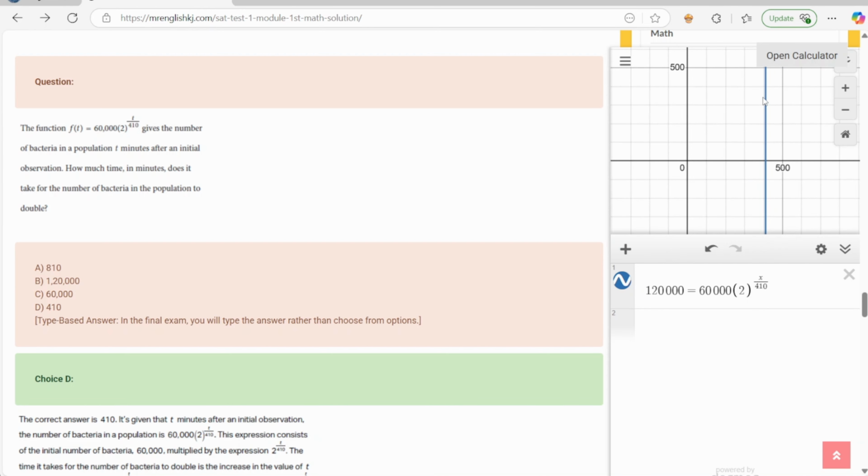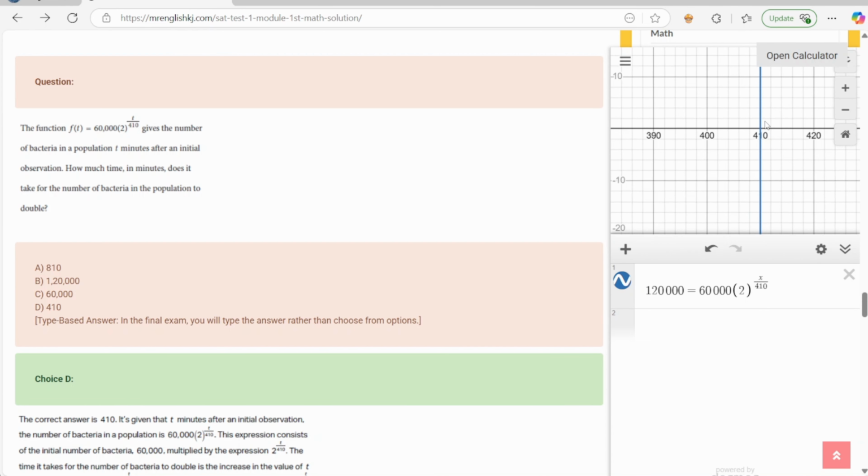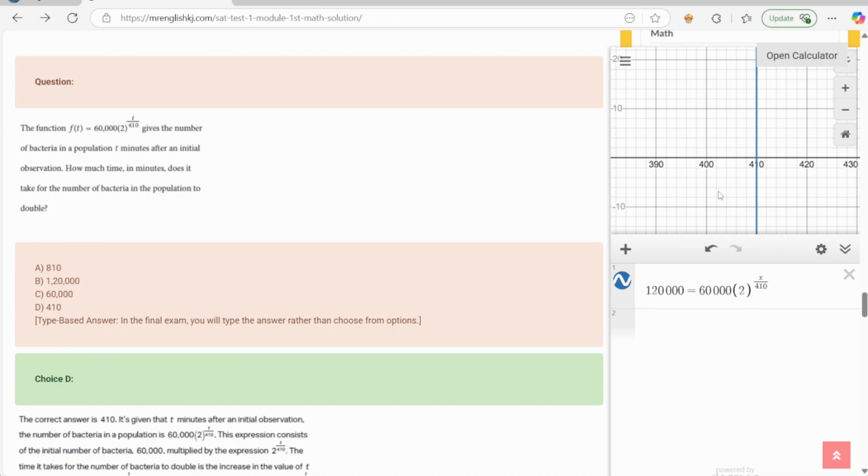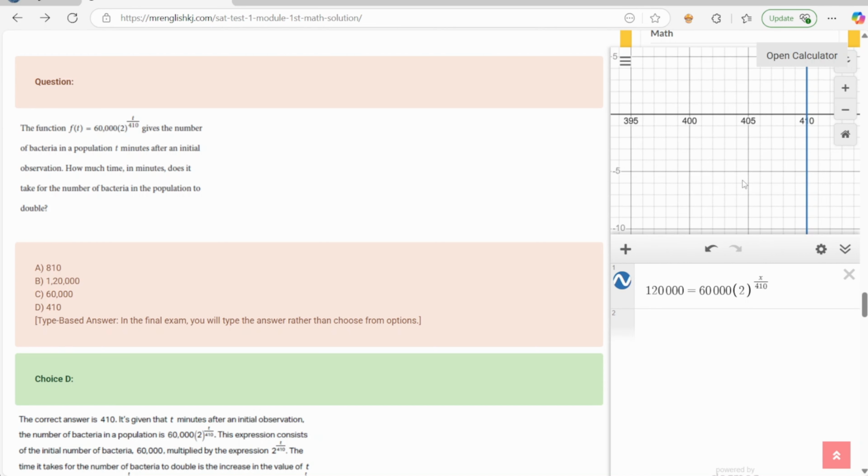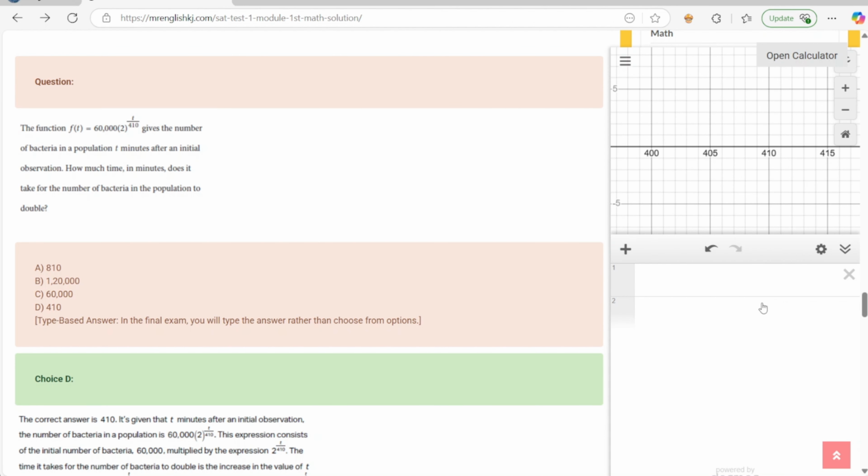Now you might be thinking, where is our answer? Zoom in. There we go. There you will find your answer. You just need to go closer to it. 410 is your answer. That's how we do it. So the DESMOS calculator is far easier compared to the mathematical and logical ways. But you have to know this and this.